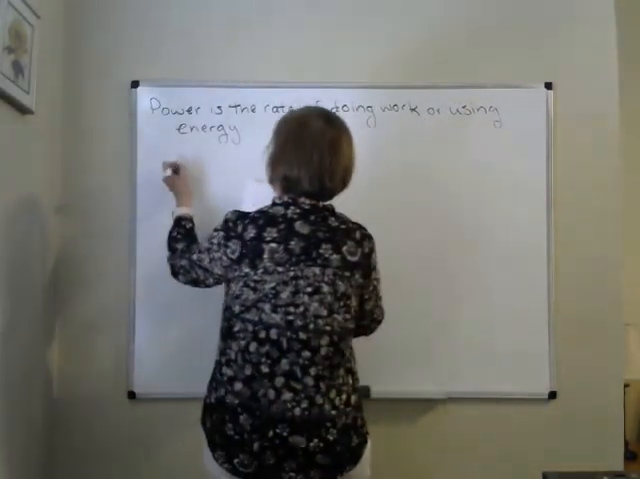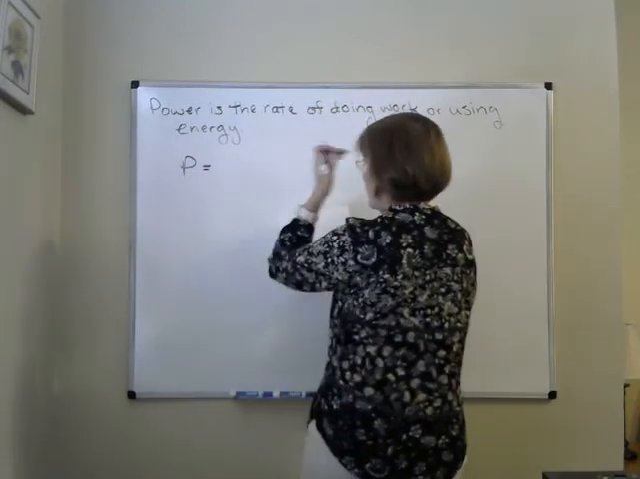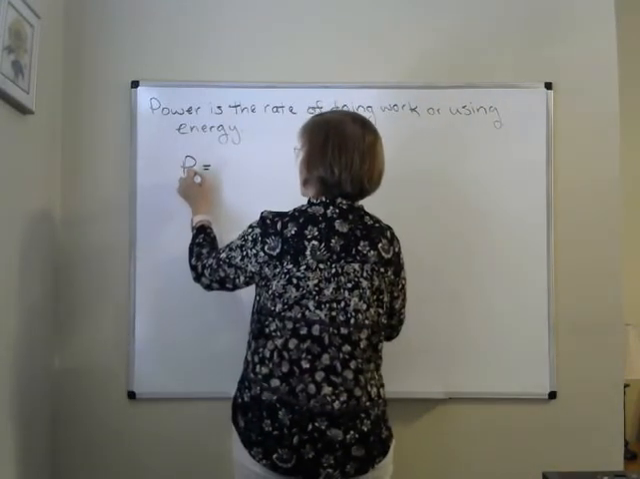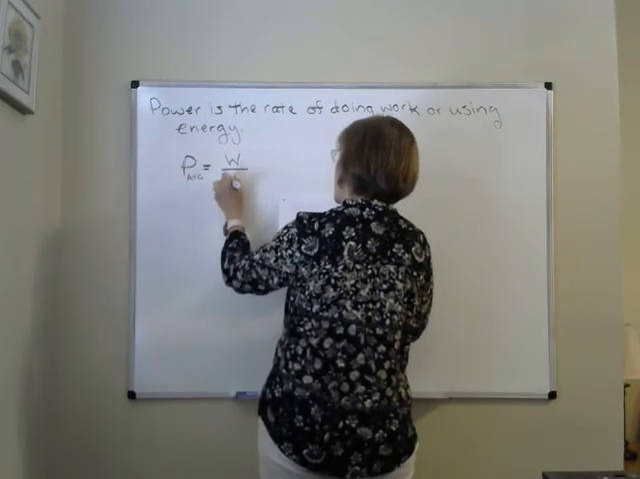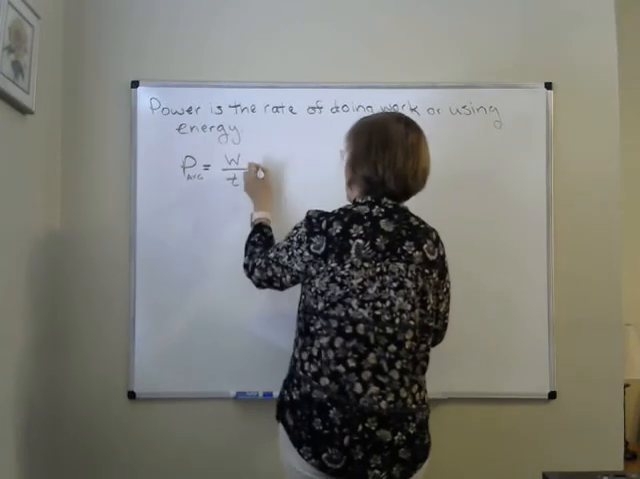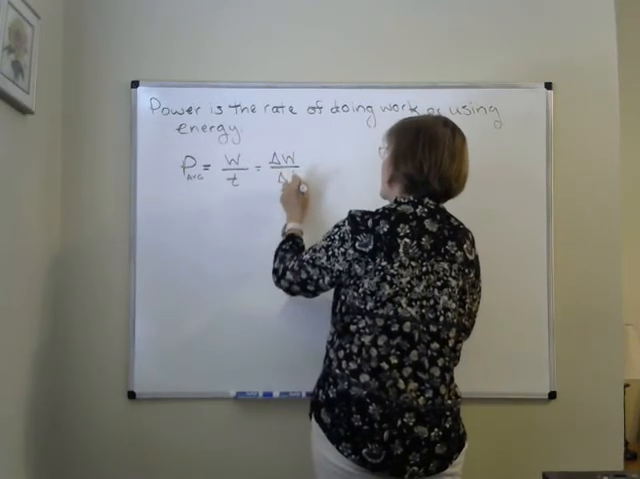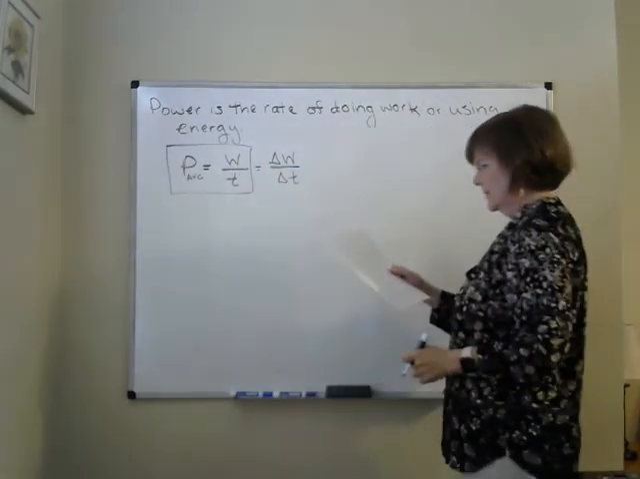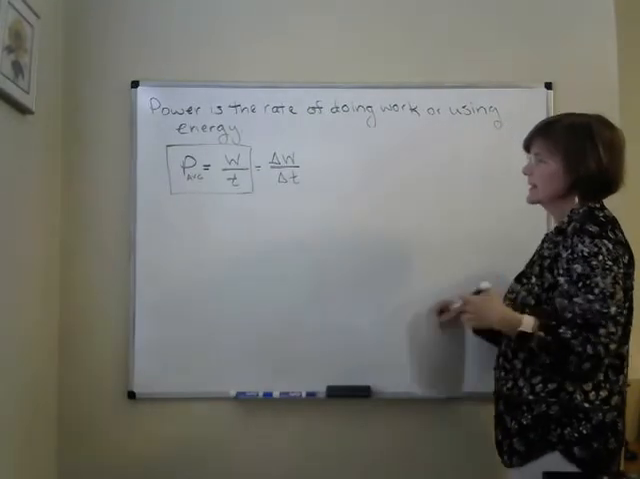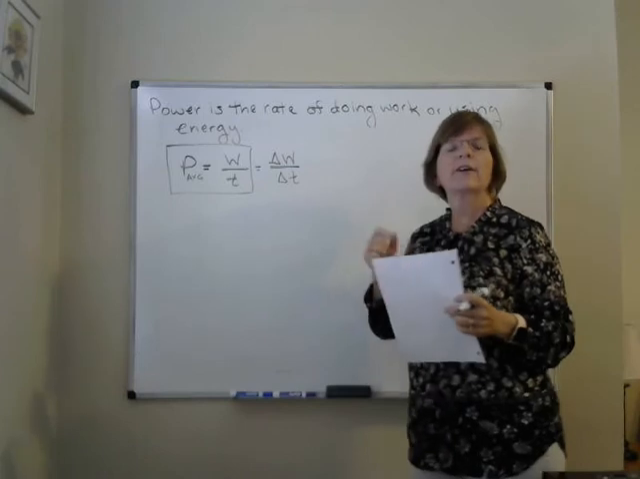The definition is usually written something like this. For average power, it is simply the work divided by the time. Some people will write this as intervals, as in the change in the amount of work over a time interval. I kind of just like this. Obviously, if you want the instantaneous power, you make this time period very, very short.